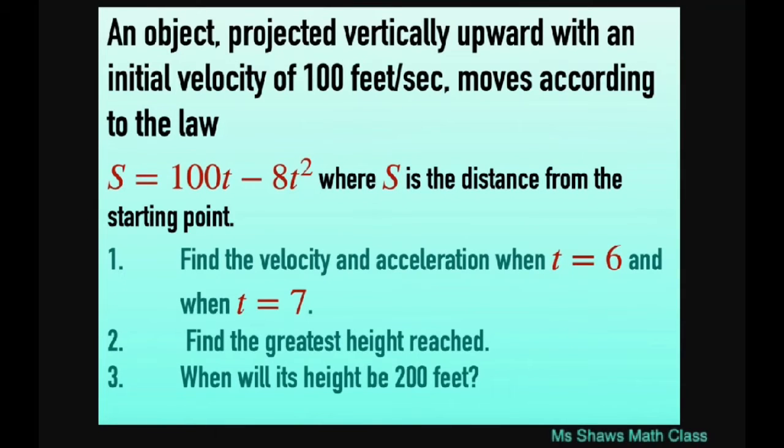Everyone. An object projected vertically upward with an initial velocity of 100 feet per second moves according to the law s equals 100t minus 8t squared, where s is the distance from the starting point. We're going to have three parts to this problem. We're going to find the velocity and acceleration when t is 6 and t is 7. We're going to find the greatest height reached, and also when will its height be 200 feet.